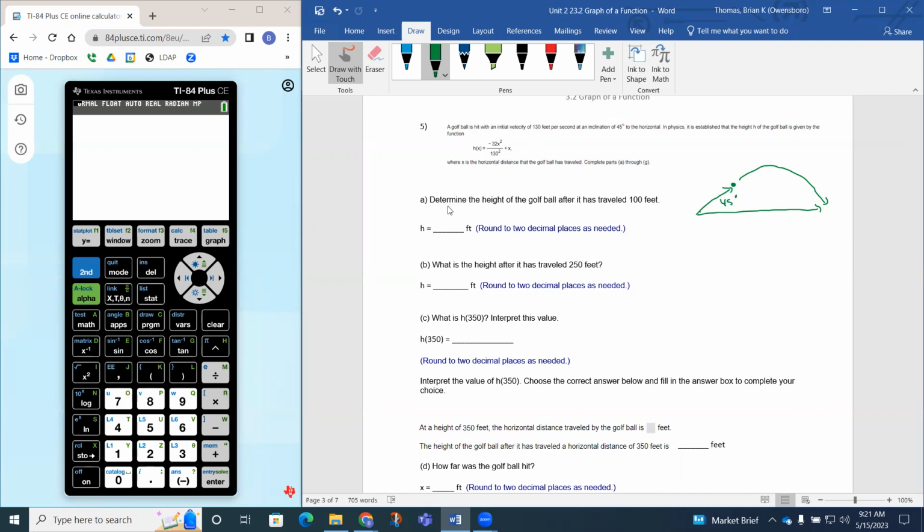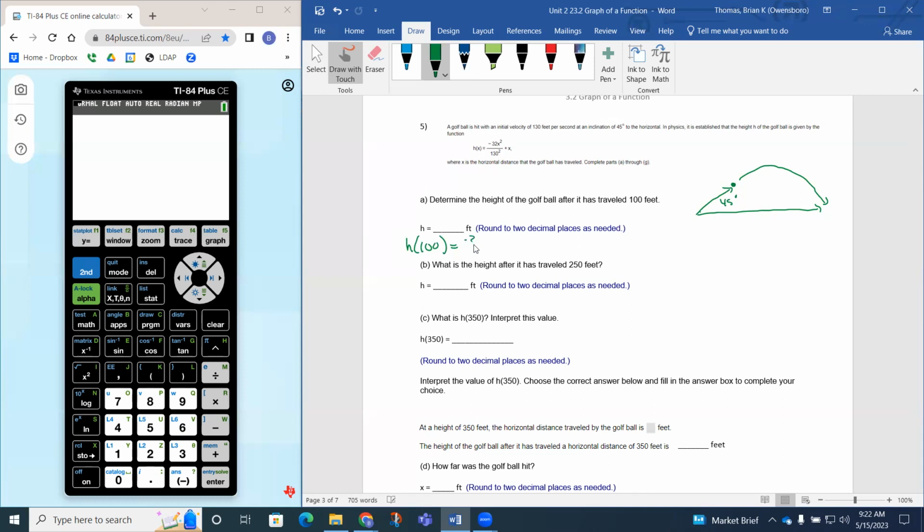So anyway, first question says, determine the height of the ball after the ball has traveled 100 feet. So that's going to be its horizontal distance is 100 feet. So we want to know how high the ball is after it's traveled 100 feet. The way we can do this is we can actually just evaluate the function h of 100. So h of 100 will tell us how high the ball actually is off the ground.